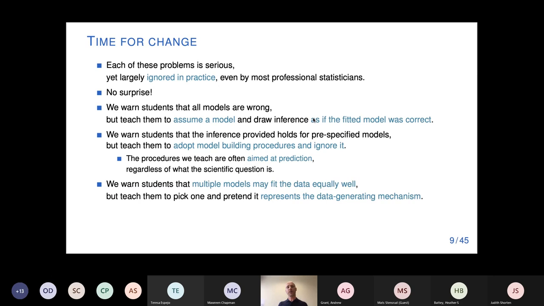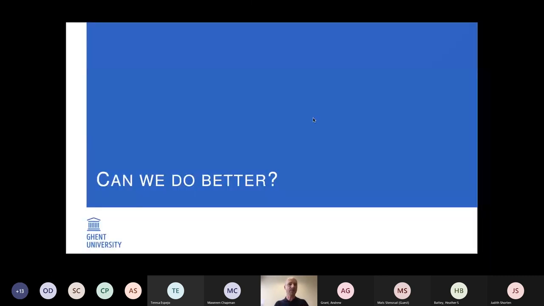And then finally, we usually warn students that multiple models may fit the data equally well, but at the end of the day, we still teach them to pick one and pretend as if that is representing the data generating mechanism. So I think that's really problematic. And the question that we therefore had is if we can do better.